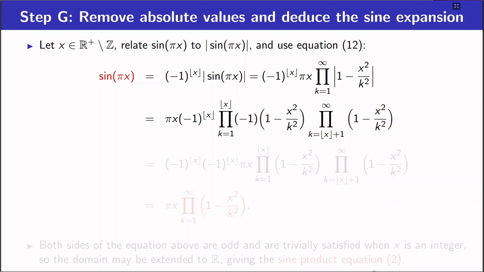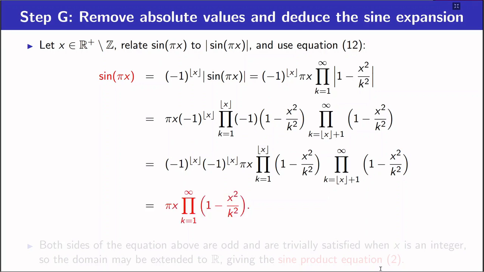We now break the infinite product for the absolute value into two pieces. The first where k is less than or equal to the floor of x, and the other where k is greater than or equal to the floor of x plus 1. In the first product, the absolute value flips the sign of 1 minus x squared over k squared, which is negative, and is redundant in the second product. Now we factor out floor of x many copies of minus 1 from the first product, then the simplification becomes evident. We can merge the two products together with no absolute values at all. This gives us the sine product whenever x is a positive non-integer.